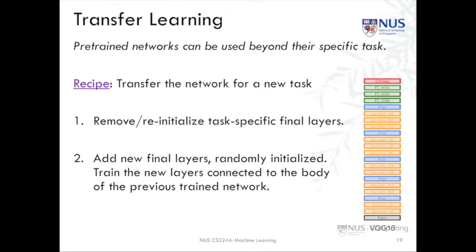So this is in a nutshell the idea of transfer learning. We take a pre-trained network, for example one that's been trained on the very large image recognition challenge, and take parts of the network that have already been trained, for example the unsupervised feature extraction layers, the bottom and middle layers, and use them for a new task.